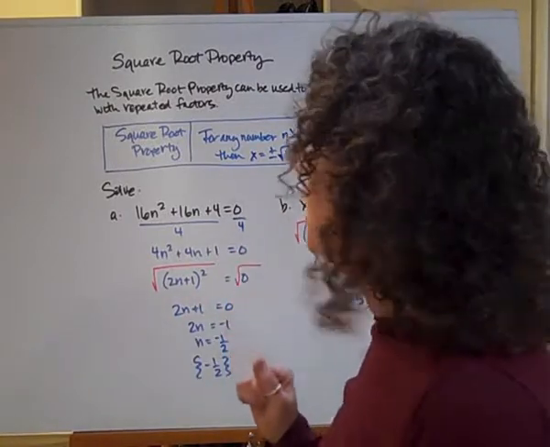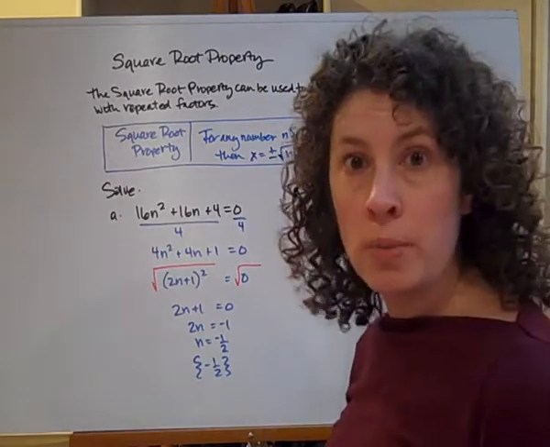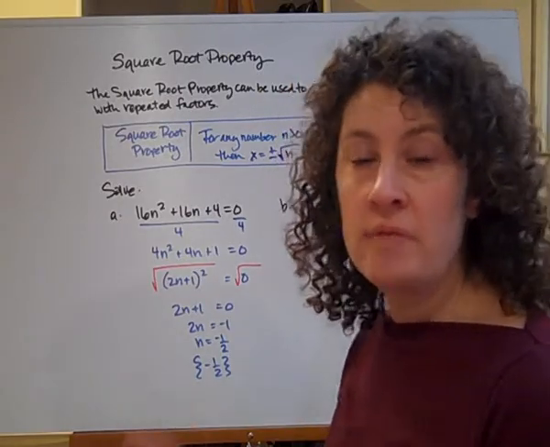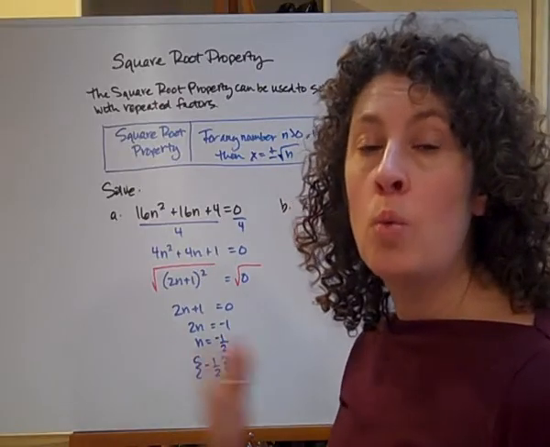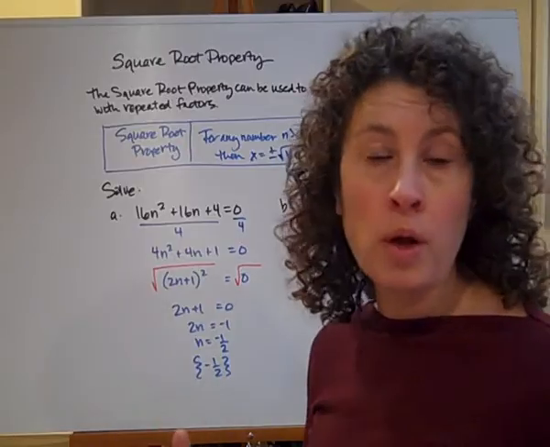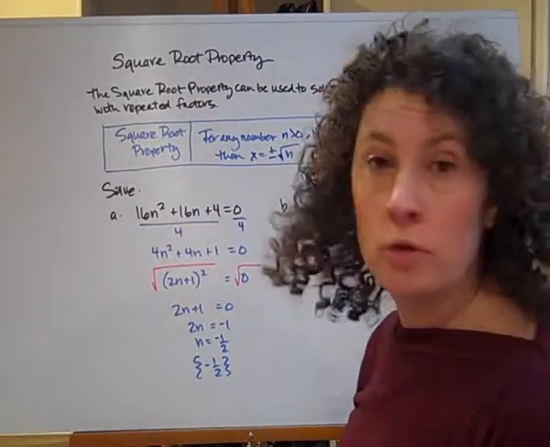Square root property. So we've talked about the zero product property, where we know that if I have factors and I have a product of 0, then one of those factors has to be equal to 0. That is one way we can solve quadratics or polynomials of any degree. Another way that we can solve these is the square root property.